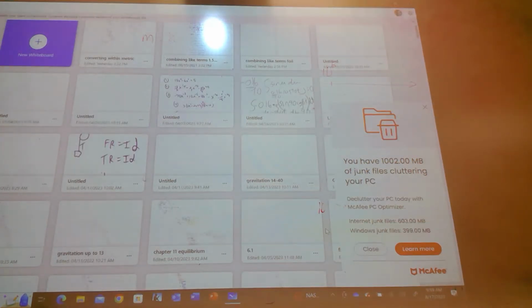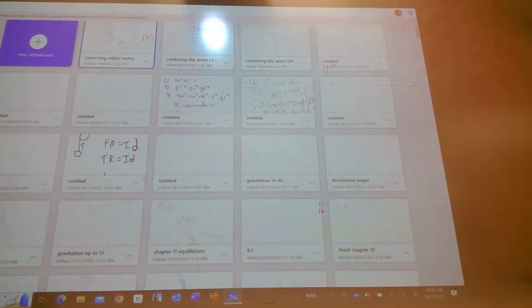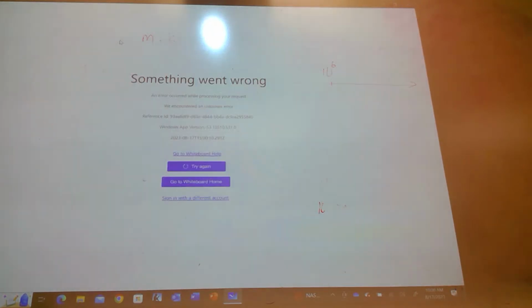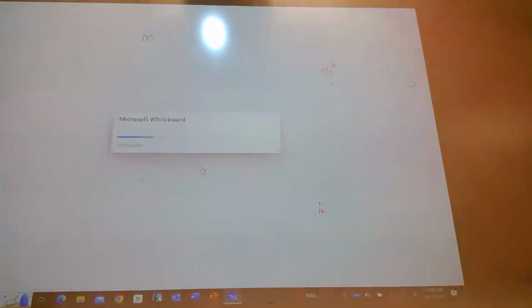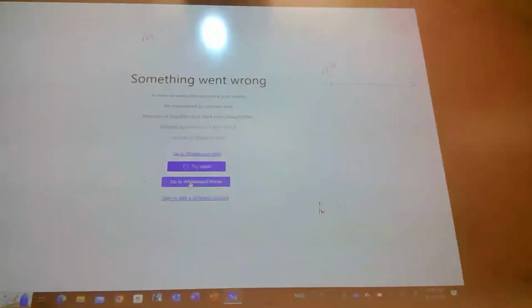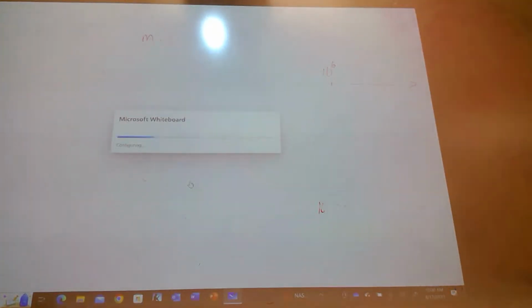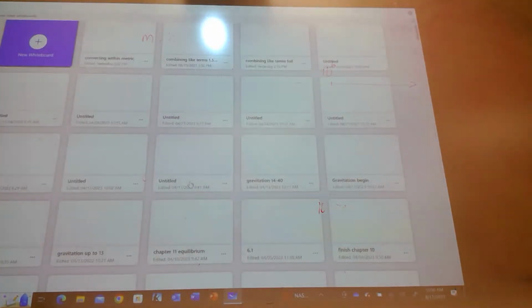Now we work with a college textbook. So the problems in your textbook are going to be harder than the problems in your high school book, because this is a college book.